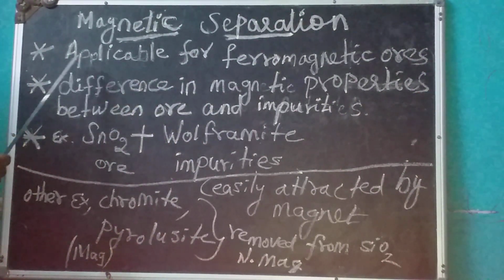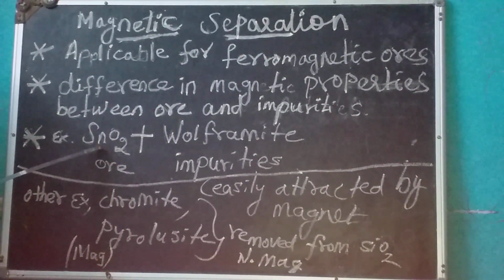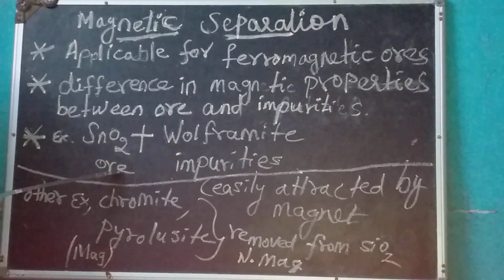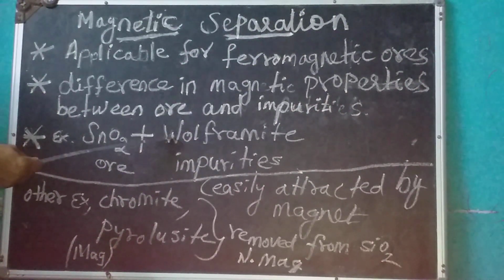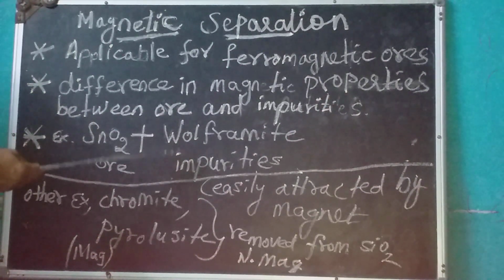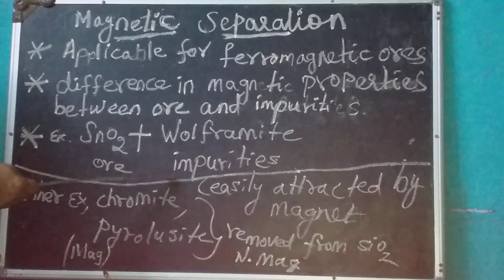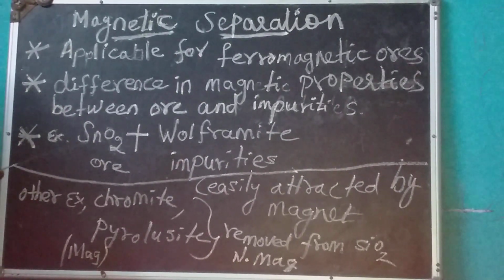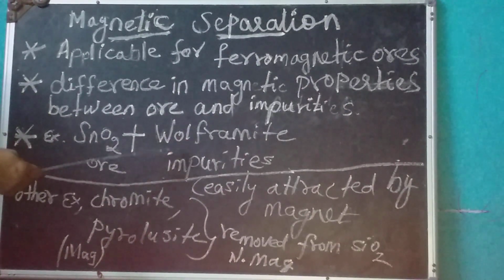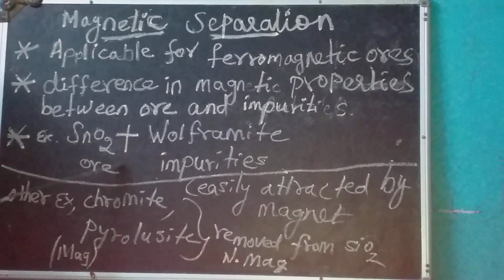For example, for the explanation of the second point, if you take SnO2, we call it tin stone. SnO2 is the main ore, plus wolframite, which is an iron wolfram, that is tungsten, present as the impurity. So tin stone is the ore and wolframite is the impurity. Which one is easily attracted by the magnet? The wolframite impurities are easily attracted by the magnet, and the remaining tin stone can easily be removed.